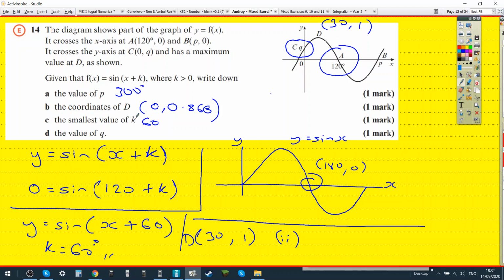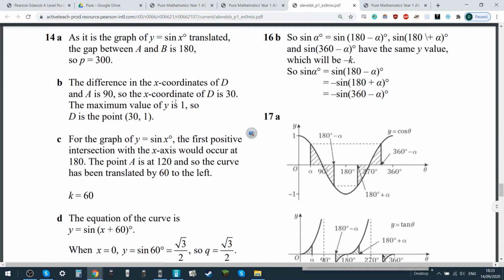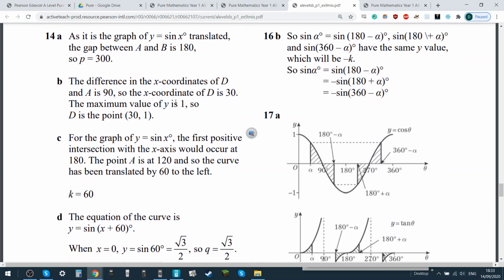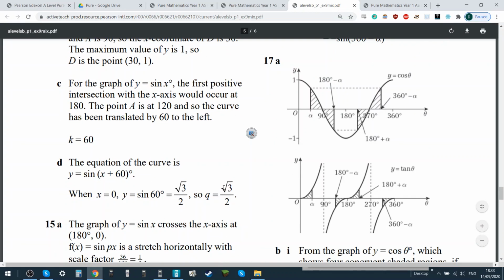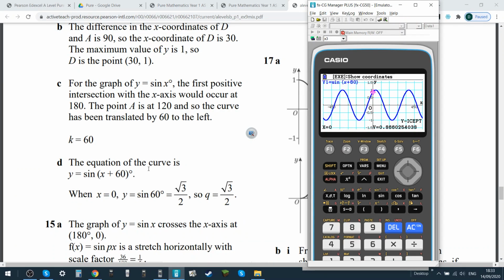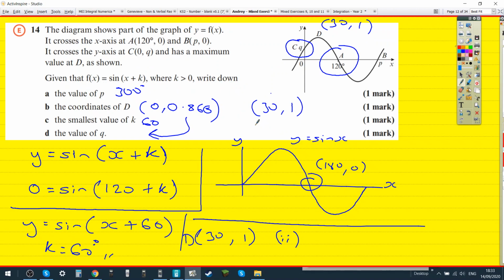Okay, so I think k is probably 60. And then the value of q we got. Q was y-intercept. Coordinates at D, 31. All right, let's check this out. Yeah, trig, that shift view trig makes things easier. P is 300, 31, K is 60, and then Q is root 3 over 2. I thought we could get an exact value. It looked kind of familiar. Just in case they ask for an exact value for Q, let's see.